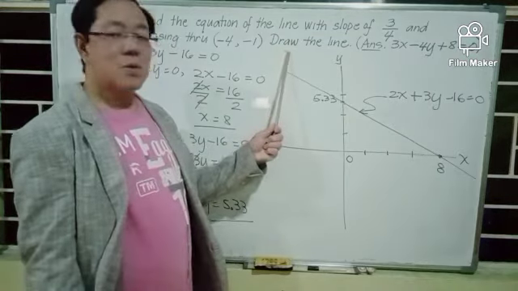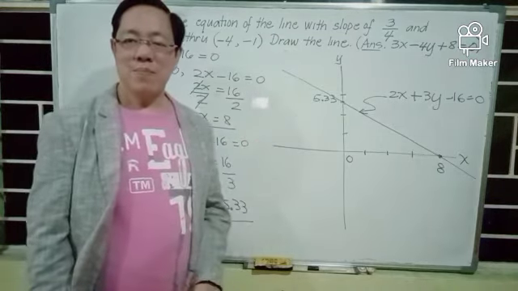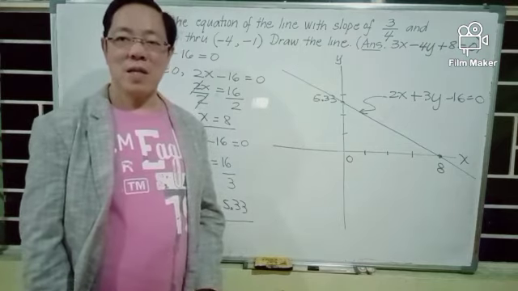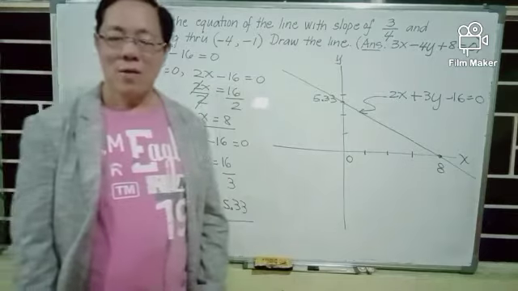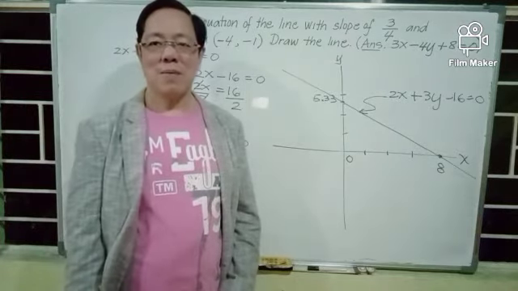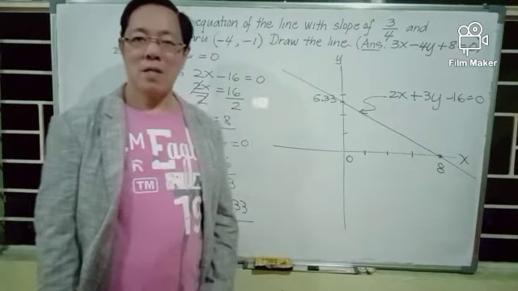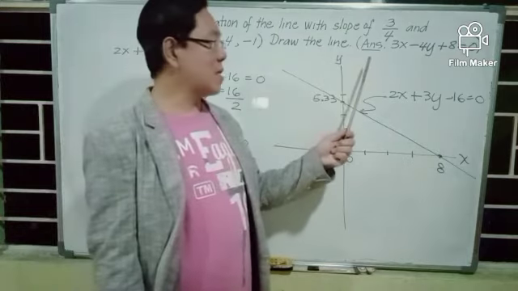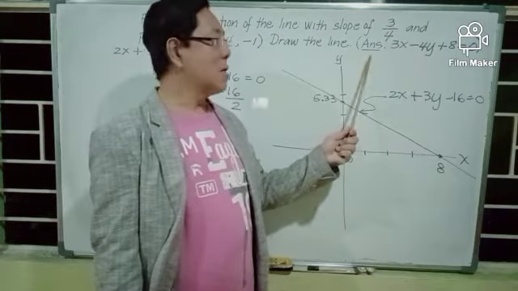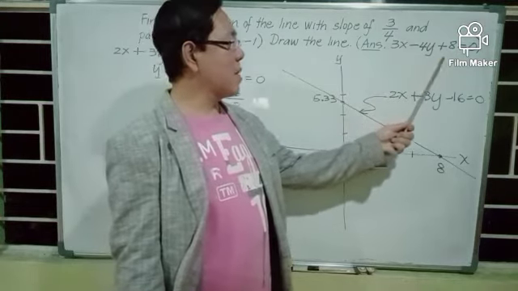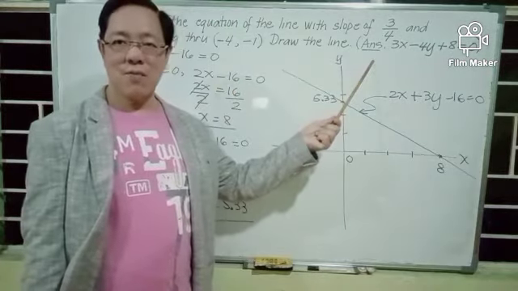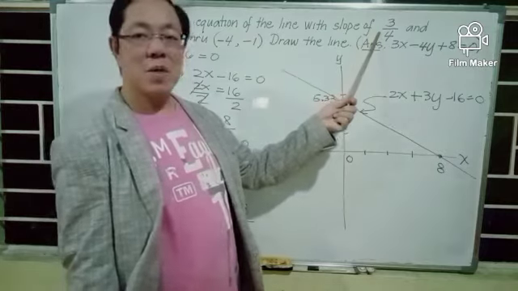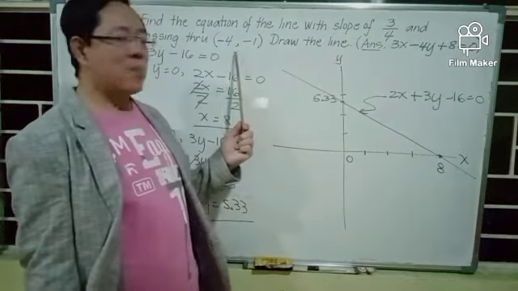You are asked to draw the line. The easiest way is to find the intercepts of the line, as we did in this example, and connect the intercepts with a straight line. For you to check your answer, the answer for this problem is 3x minus 4y plus 8 equals 0. This is the equation of the line in standard form with the slope of 3/4 and passing through the point -4, -1.